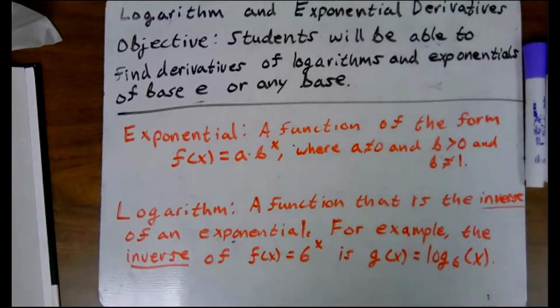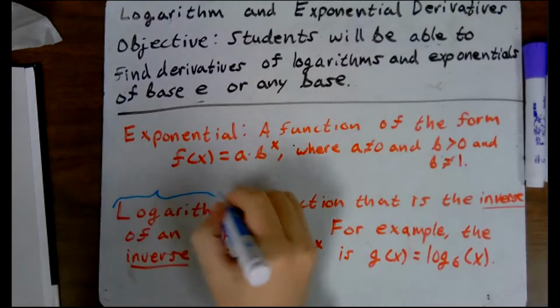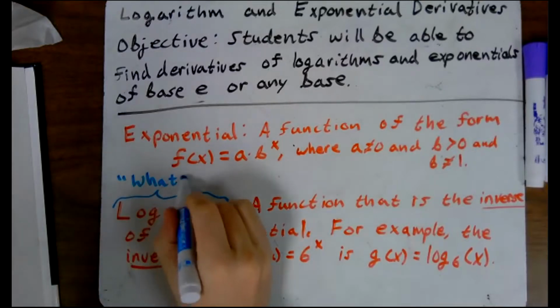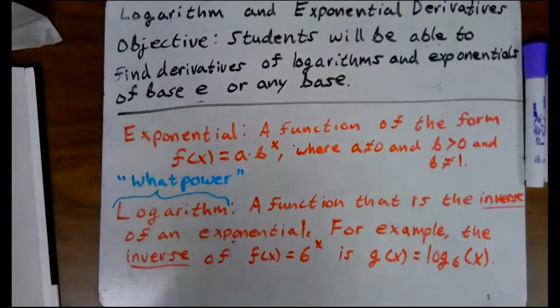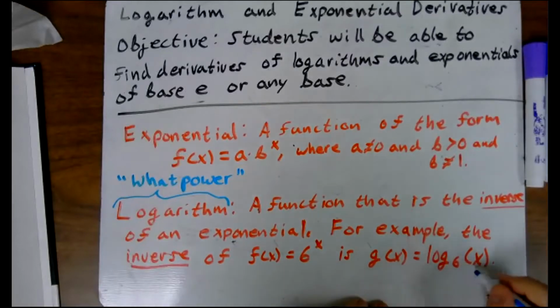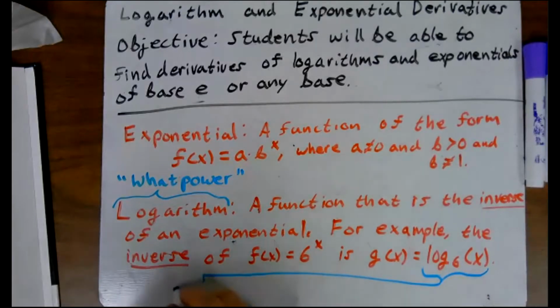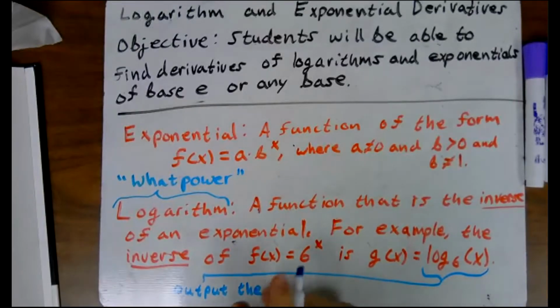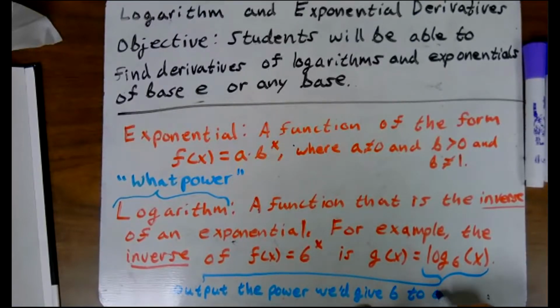When we learned about logarithms, we thought of them as a question, and that's a good way to remember what these mean. So this is asking, what power would we give 6 to get x? So for example, if I plug in 36, it would output 2 because 6 to the second power would give us 36. Fair enough?